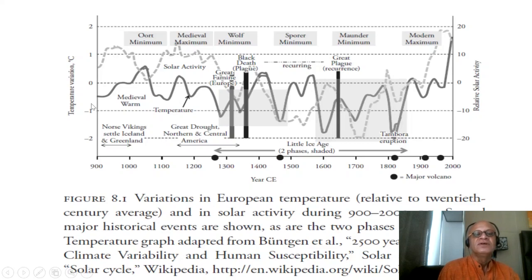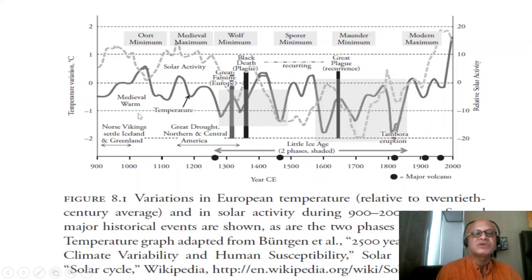Okay. So here is the temperature anomaly. You have medieval warmth that was still going on into about the 11th century. Then it started dipping, natural variability, and then there were volcanic activities as well as the beginning of these solar minima, and we stayed in this relatively cold period. So these are variations in European temperature relative to the 20th century average and in solar activity during 900 to 2000 CE. Several major historical events are shown, as are the two phases of the cooling temperature graph, adapted from this report here.